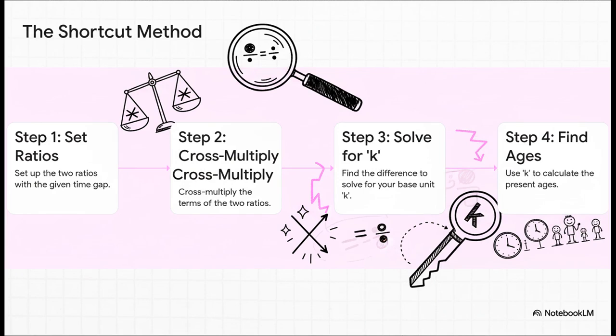It's a dead simple 4-step process. First, you just set up your 2 ratios. Then, you do a quick cross multiplication. Step 3, you find the difference, and that solves for your magic number k. And trust me, k is the key to everything here. And finally, you just use that k to find the actual present ages. This little shortcut, it works like an absolute charm.